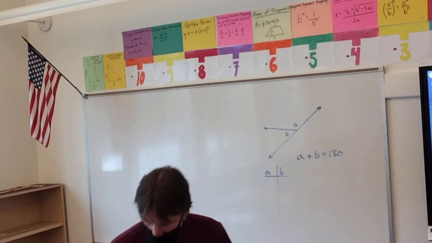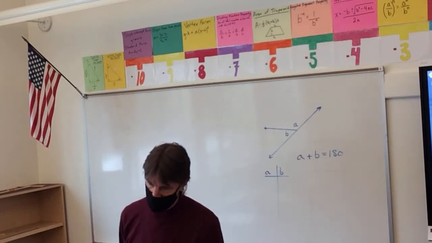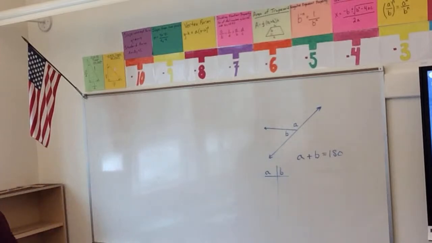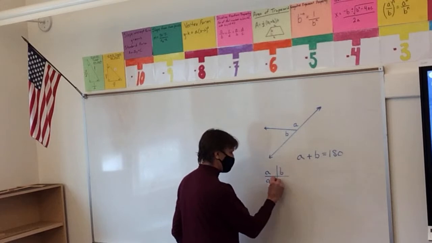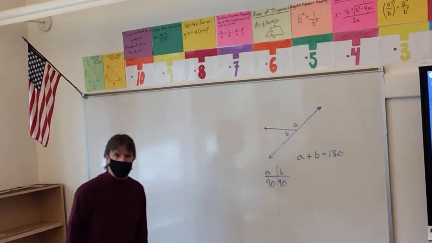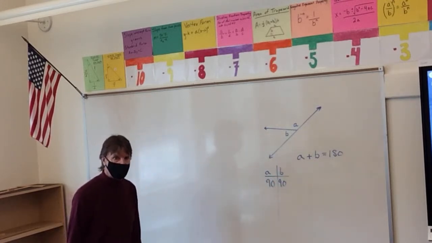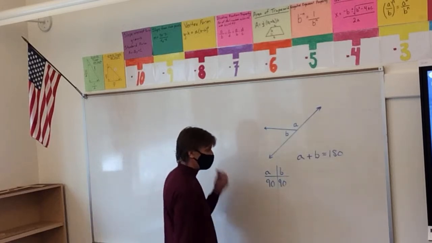So if A is 90, what does B have to be so that it adds up to 180? 90, 90, 180. All right, so I've got this for one possible pair. Colton, what's another possible pair?